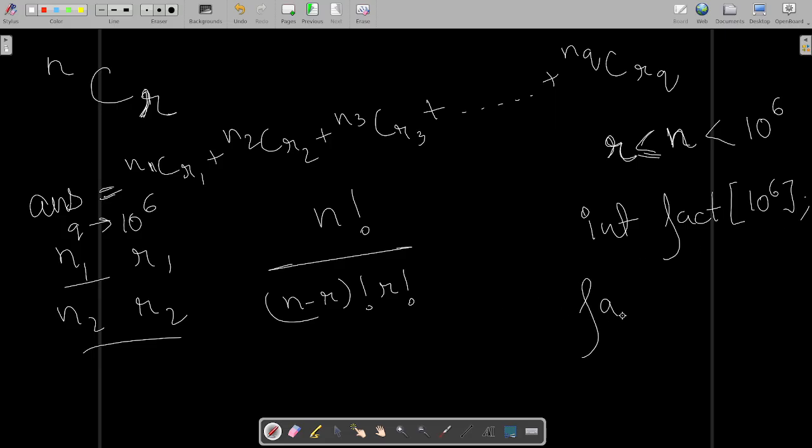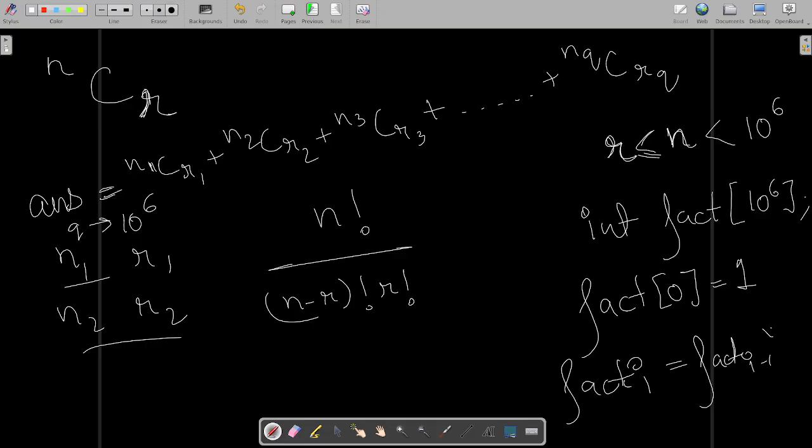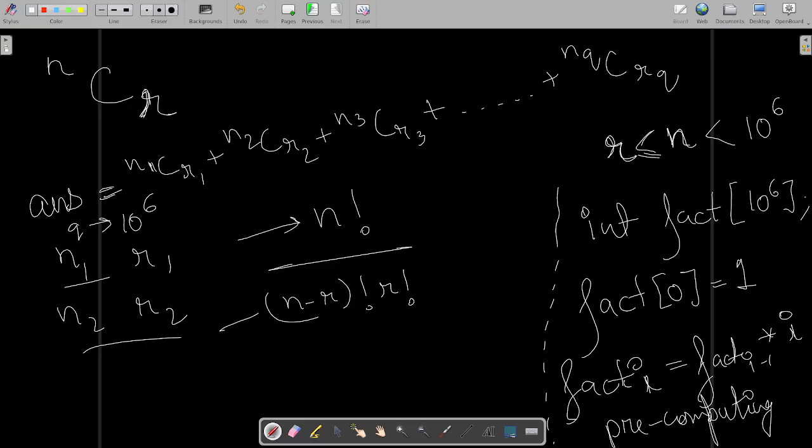And factorial of 0 is 1. Then all the consecutive factorials, I'm writing as a subscript, factorial of i equals factorial of i minus 1 times i. You can calculate this iteratively, get the factorial of every number, and store it. This is called pre-computing. You pre-compute the factorials. Now anytime you need a factorial, you have it there in constant time.